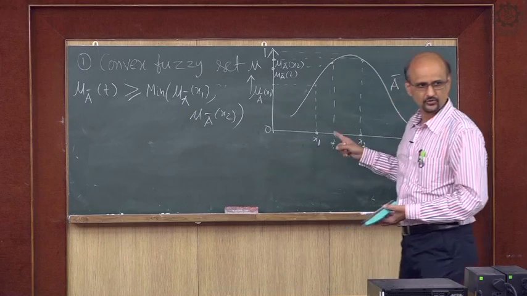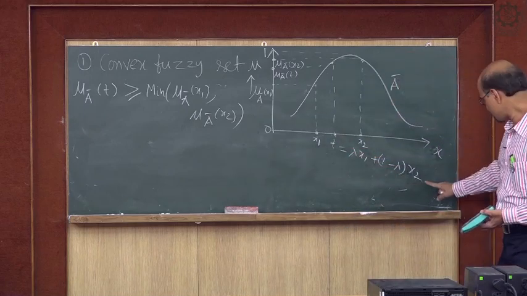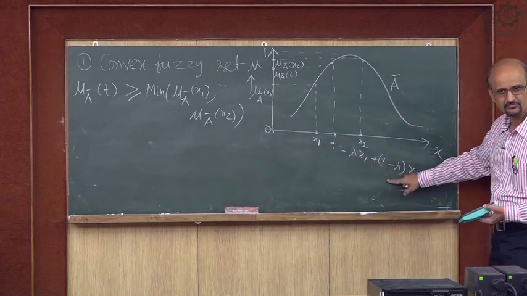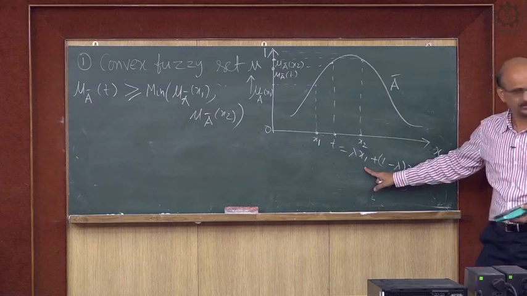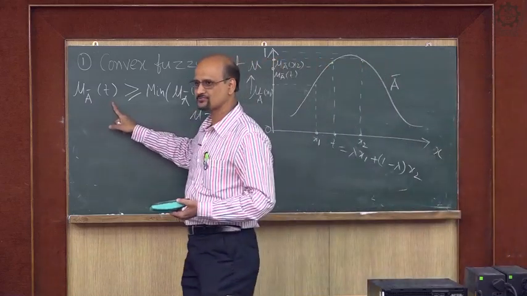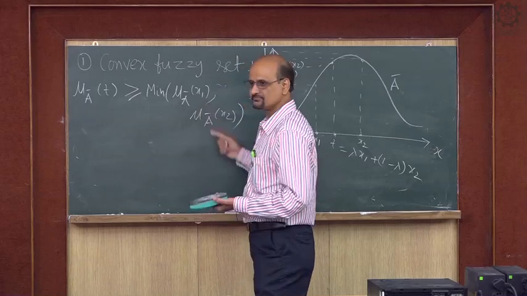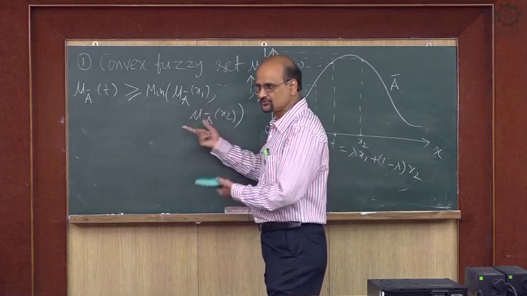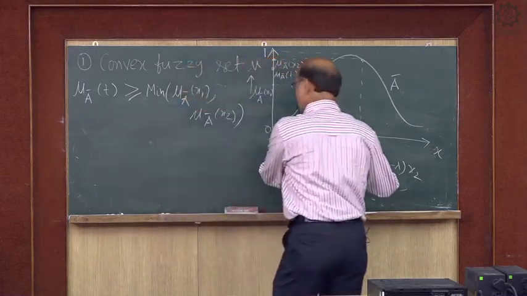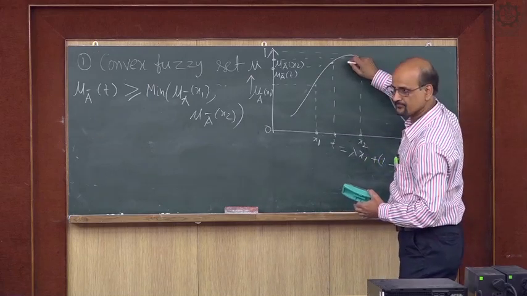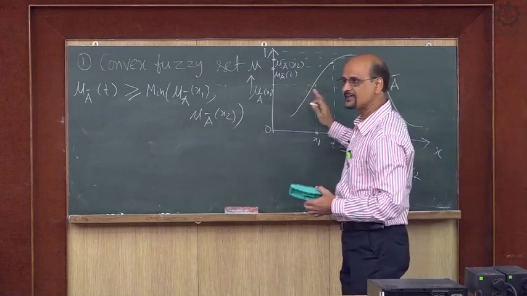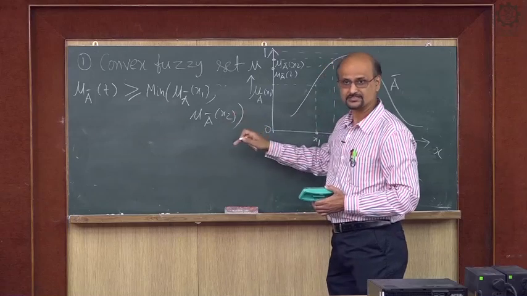If I put lambda equal to 1, this term will be 0, and we will get x1, understanding, x1. So, we will get mu A bar x1, and the minimum of this will be mu A bar x1. So, this condition is satisfied. In between points also, because it is convex, you can take any point. If it is satisfying this, then it is a convex set, a convex fuzzy set.